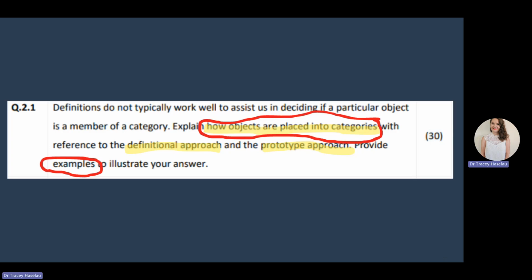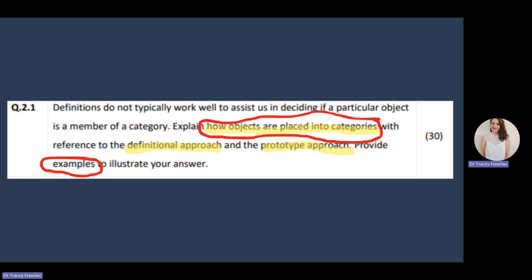Okay, so hopefully by now you are getting the hang of how to unpack these questions. So here's another 30-mark question. See if you can get ahead of me here. The question says, definitions do not typically work well to assist us in deciding if a particular object is a member of a category. Explain how objects are placed into categories. There, if I'm making a mind map, that's the middle of my mind map: how we place objects in categories.